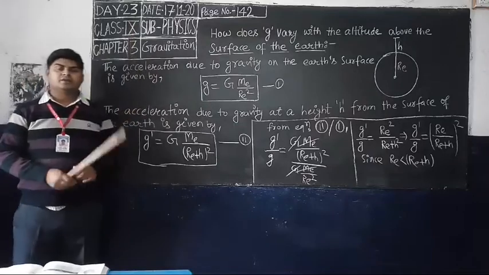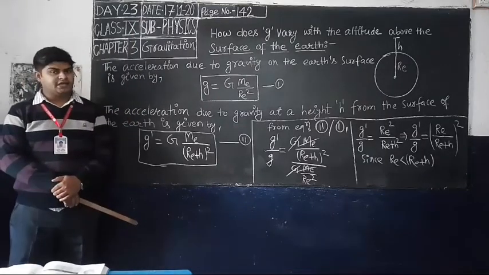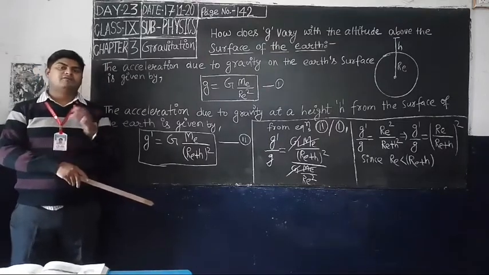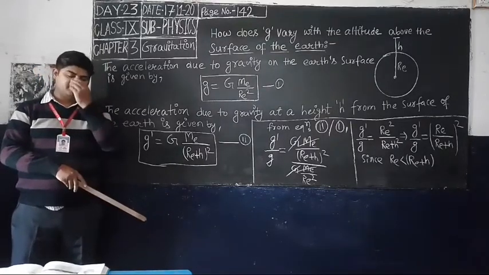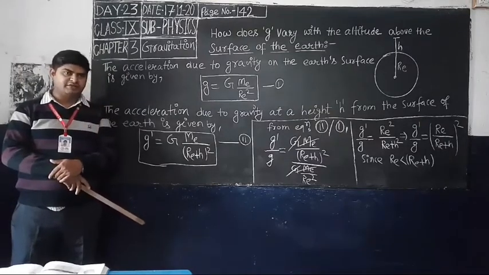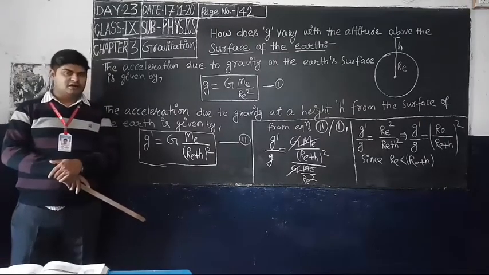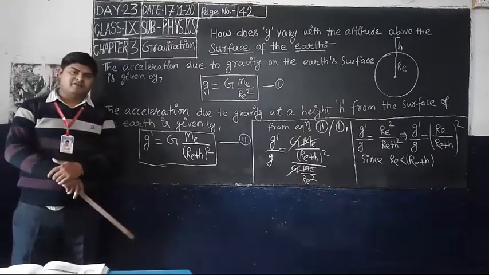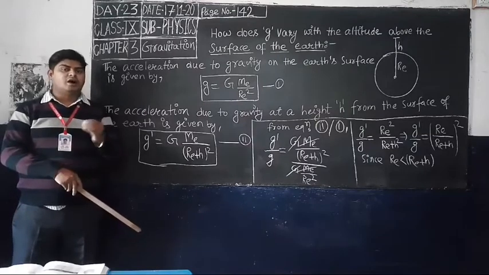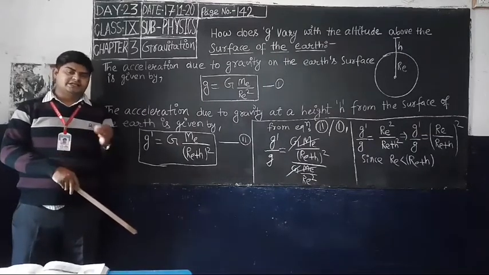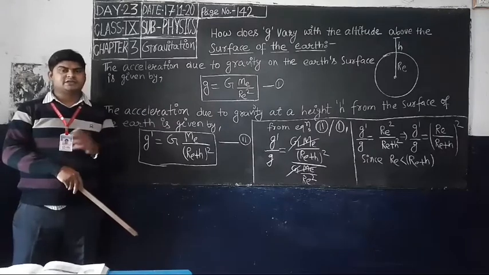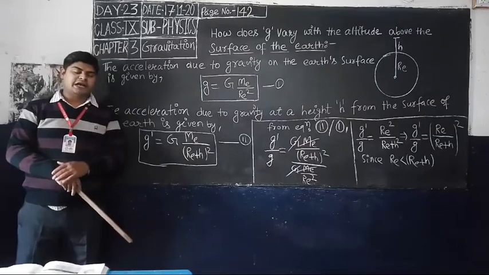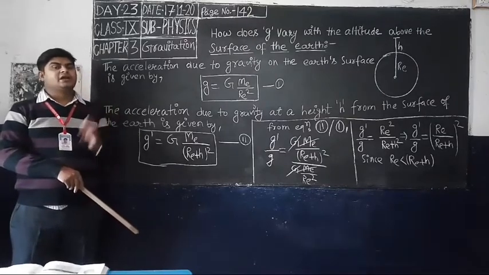Welcome to day 23. As you know, in day 22, I explained the difference between the value of acceleration due to gravity and the gravitational constant. I also discussed the value of a small g on the surface of the earth, whether it is the same everywhere or varies from place to place. I explained that topic yesterday in day 22.